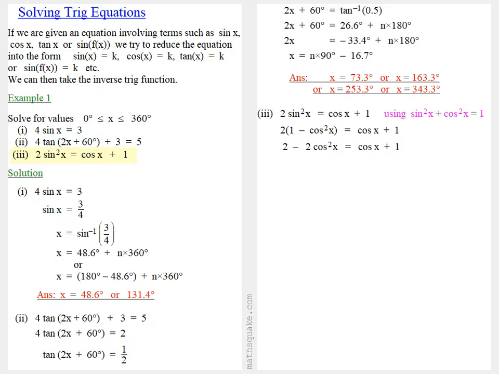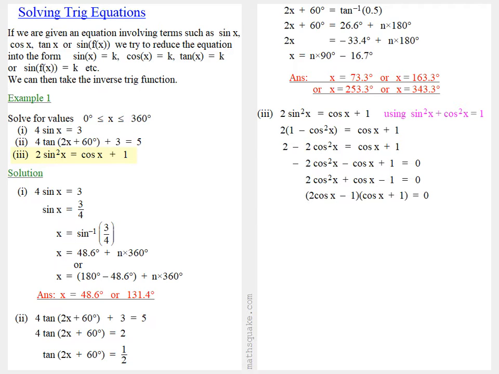And if we subtract cos x plus 1 from both sides, we get minus 2 cos squared x minus cos x plus 1 equals 0. Or multiplying all the way through by minus 1, we've got 2 cos squared x plus cos x minus 1 equals 0. Now that's a quadratic equation in cosine of x. And it factorizes to 2 cos x minus 1 times cos x plus 1 equals 0.